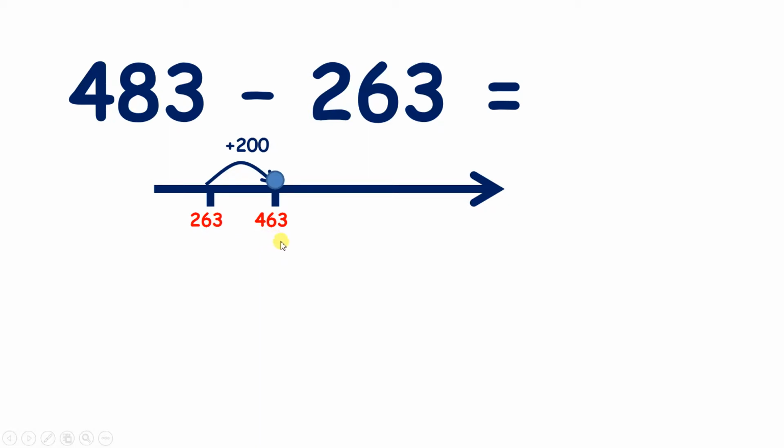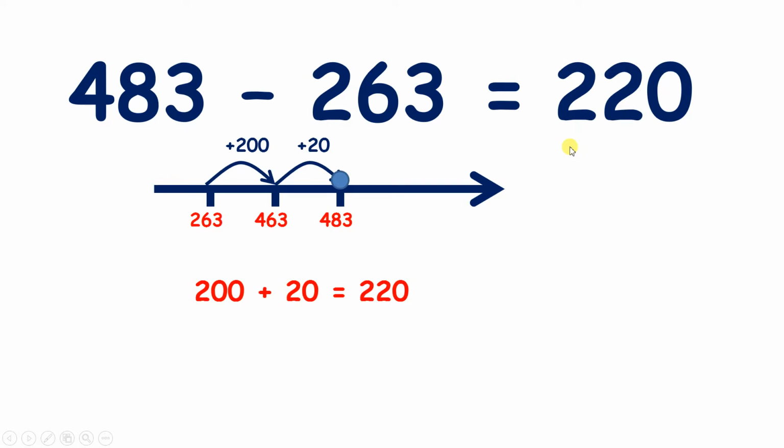And from 463, how many tens do we need to add to make 483? We need 2 tens, or 20, to get to 483. So we added 200, then added 20, so we added 220 altogether. So 483 minus 263 equals 220.